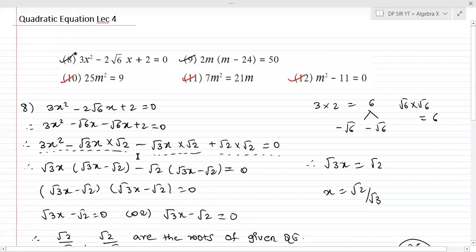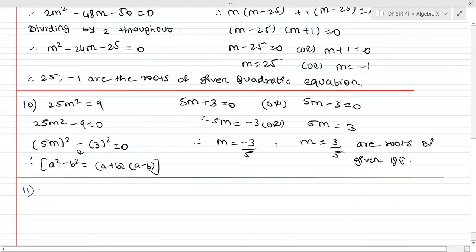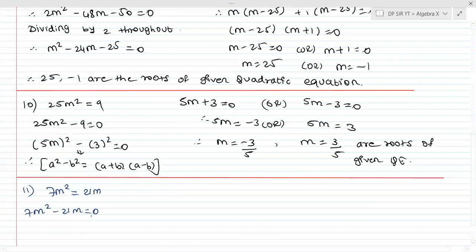What is question number 11? It is 7m square is equal to 21m. So 7m square minus 21m is equal to 0. Now here people will say again it is a plus b a minus b. No, my dear students, 21 is not a perfect square of something. So here it's going to be the taking out common method. So here it's going to be 7m into m minus 3, which is equal to 0.